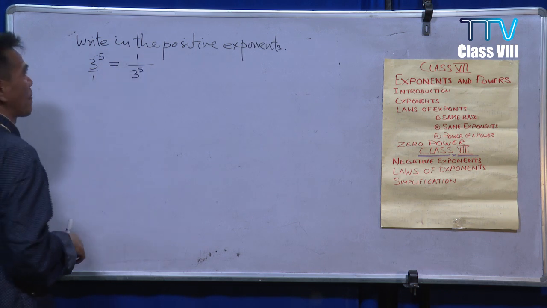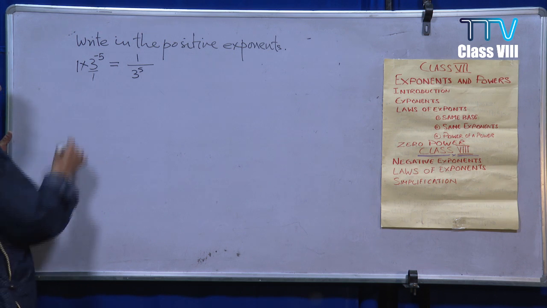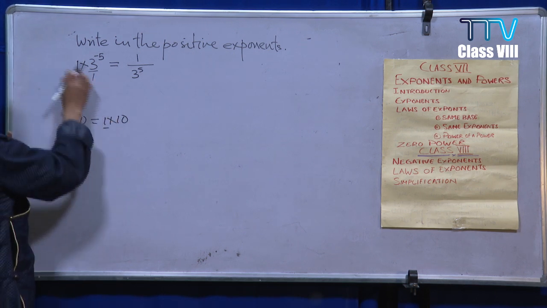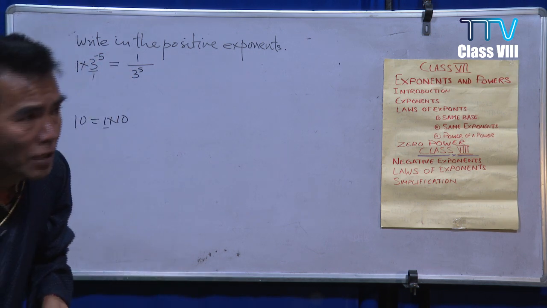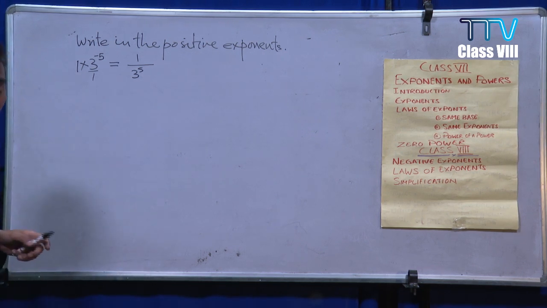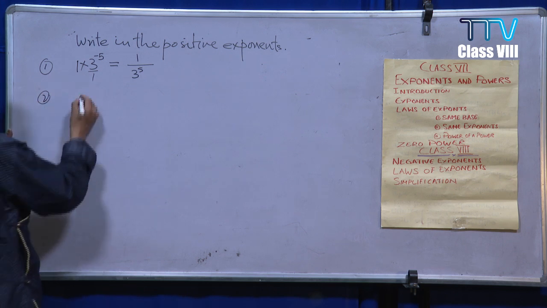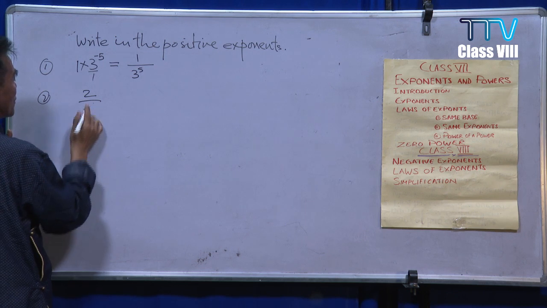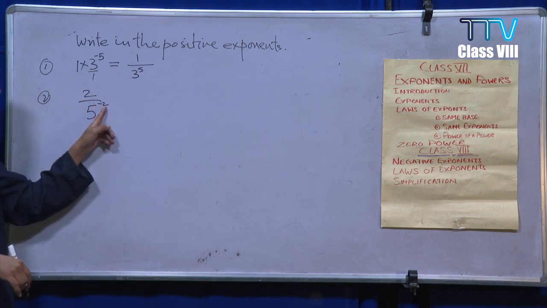1 2 5, multiply by 10. 2 upon 3, respond, okay. 5 respond negative 2. The power is negative.